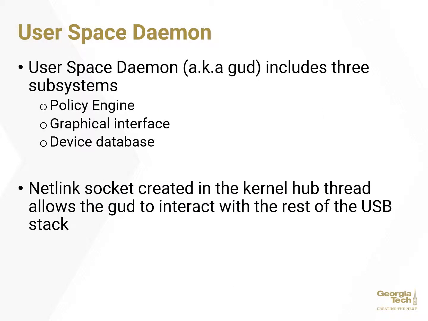So let's start off with the first component, the user space daemon. Most of GoodUSB's functions are handled by a user space daemon, and it includes three subsystems, which are the policy engine, the graphical interface, and the device database. The netlink socket created in the kernel hub, which all of you might know is a Linux kernel interface used for inter-process communications between both the kernel and the user space process. This is used to allow the interaction of the user space daemon with the rest of the USB stack to be able to perform USB device detection, enumeration, and driver matching or loading.